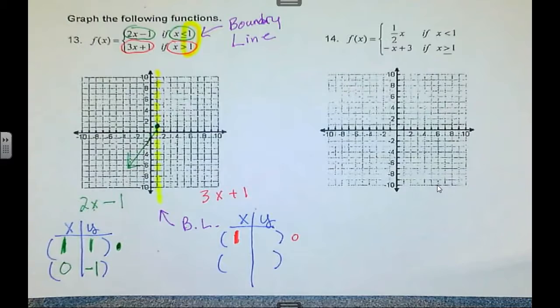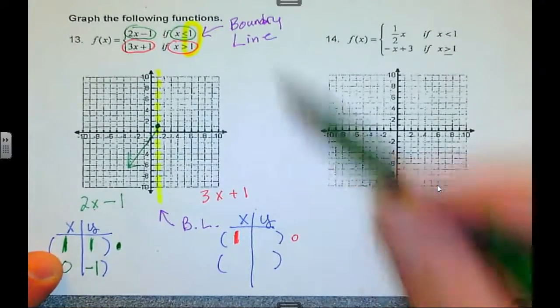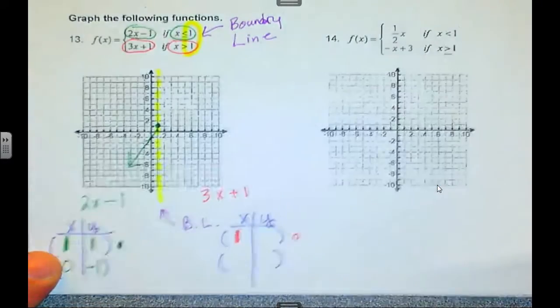For the second set of points, when you chose 0, can you just pick any number less than 1? Yeah, you could choose negative 1, negative 2, negative 3, any number you want, as long as it's less than 1. But the first x on both sides has to be that boundary line value. Okay?